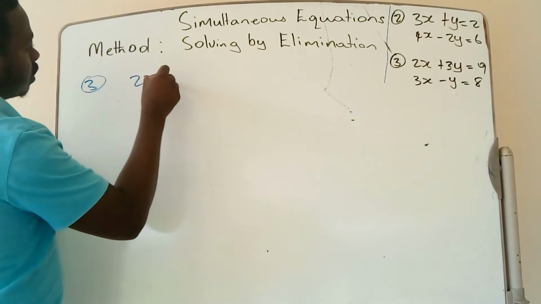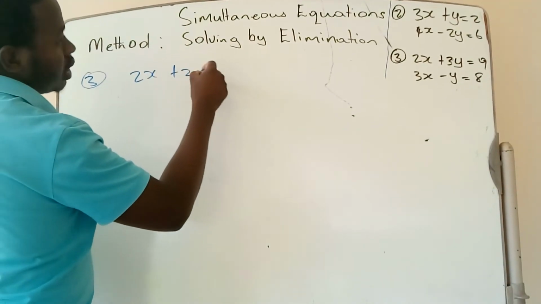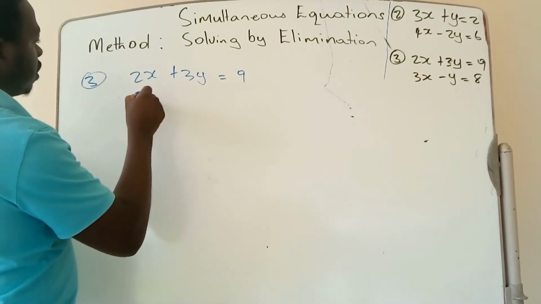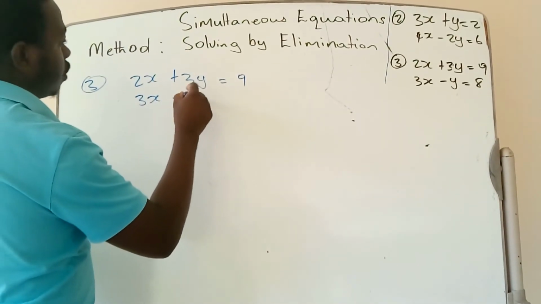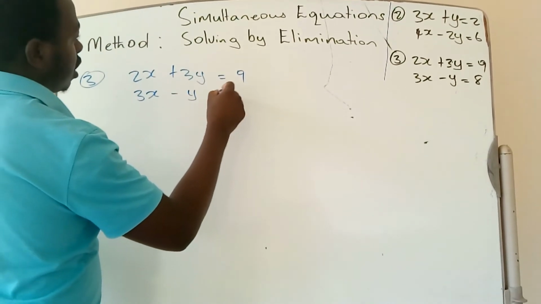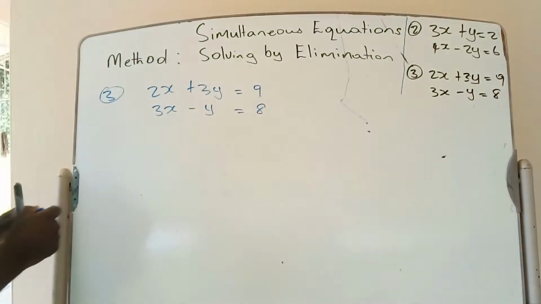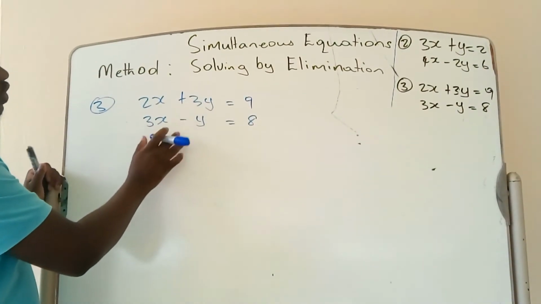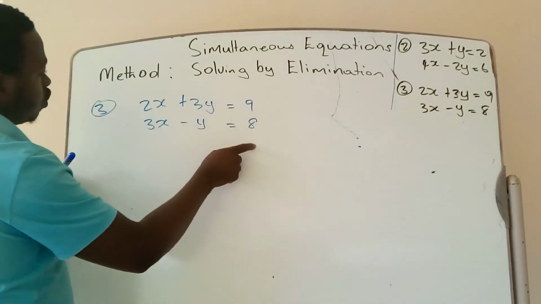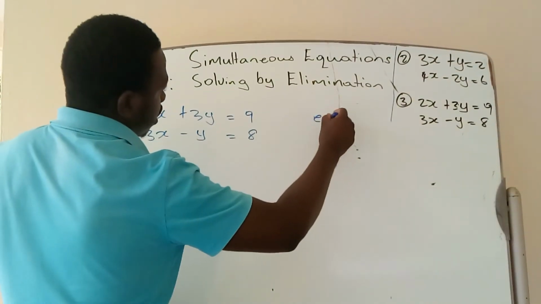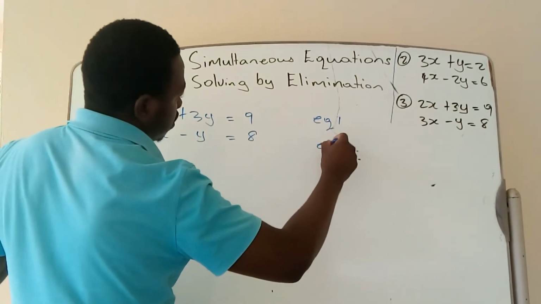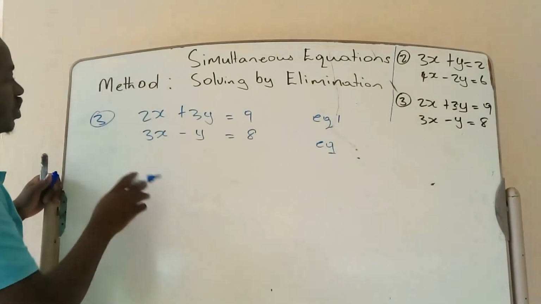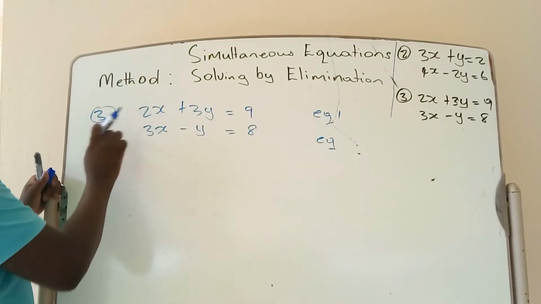Third example that we have is 2x plus 3y equal 9, and this one says 3x minus y equal 8. Alright, now here it would be easy for me to just multiply equation 2 by 3, because this is equation 1, this is equation 2, to eliminate the y. But that's a little bit too easy, so let's change it up. I want to eliminate x this time.